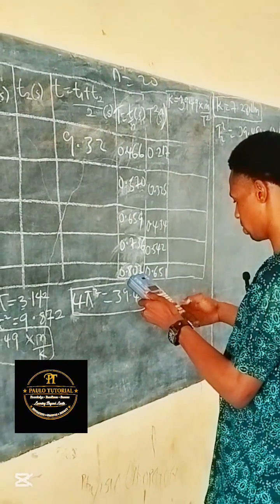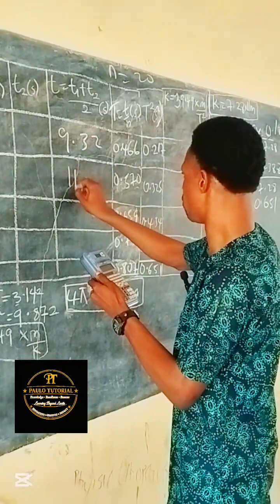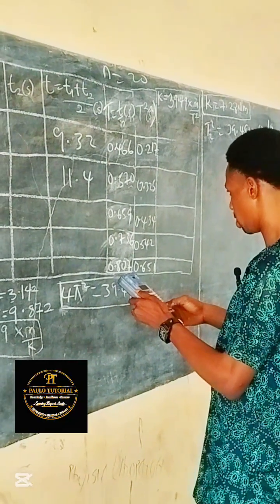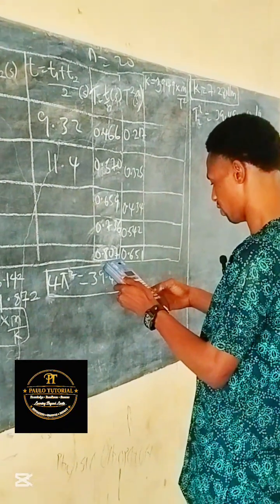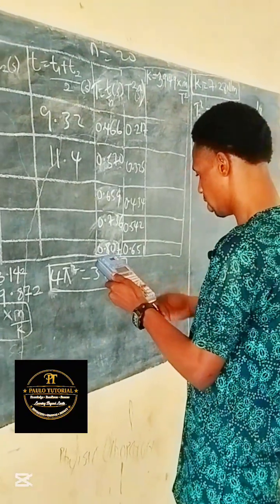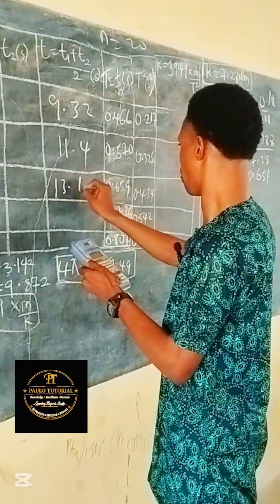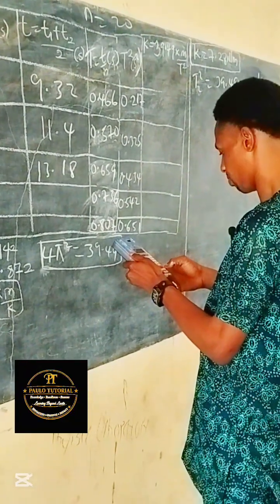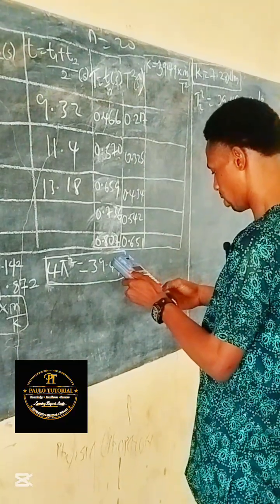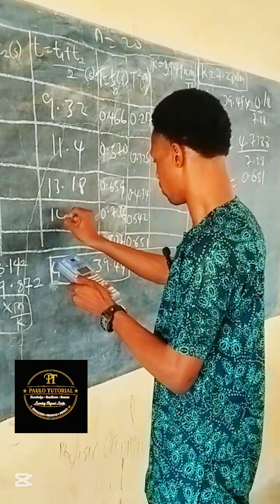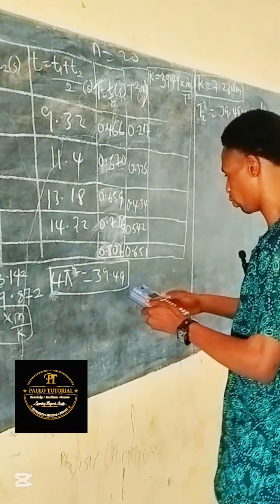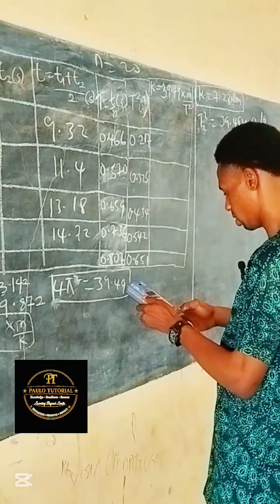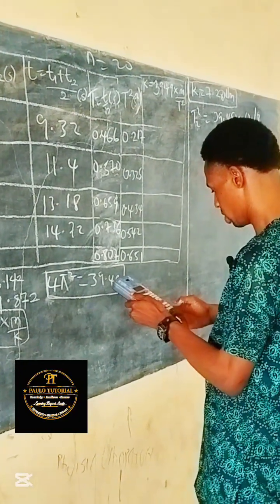Now from here, I do the same thing. 0.570 multiplied by 20. That will give me 11.4. Now I also do for this one also, 0.659 multiplied by 20. That will give me 13.18. I also do for this one also, 0.736 multiplied by 20. That will give me 14.72. Do for this one also, that is 0.807 multiplied by 20. That will give me what?